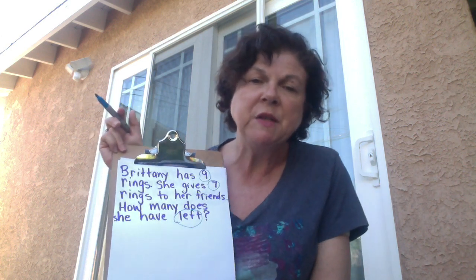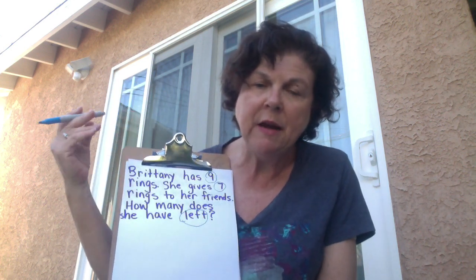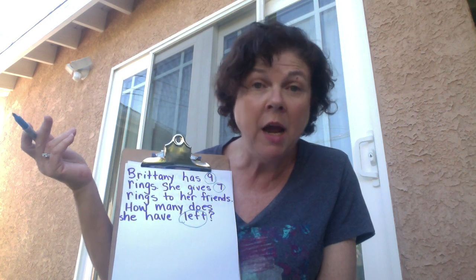So in looking back in the story, I see that it said that in the beginning, Brittany had 9 rings. So I'm going to get 9 of my popsicle sticks, and you can help me count to make sure I've got the right amount. Okay, ready?